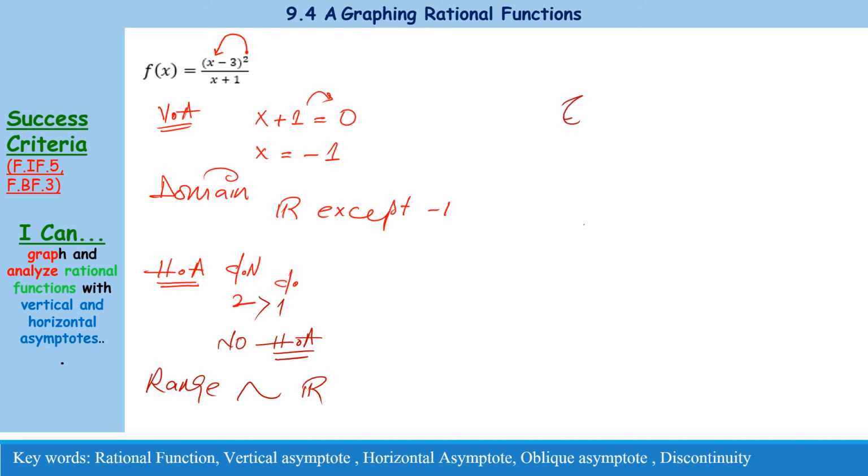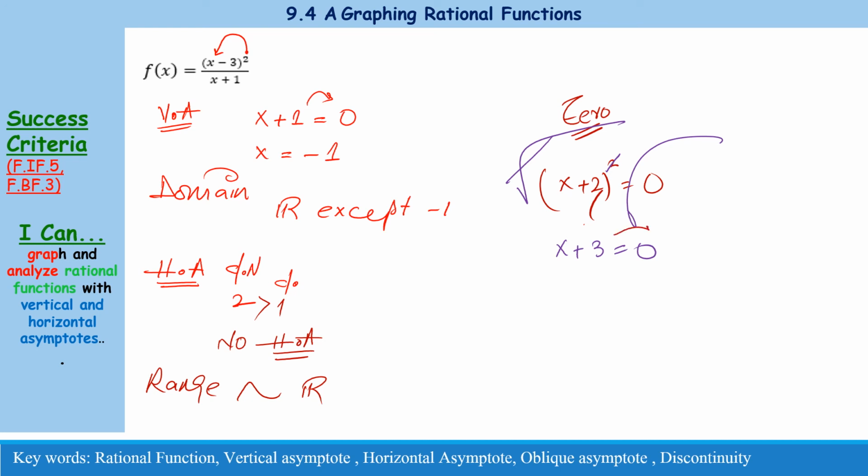Now you have zeros. For zeros, we focus on the numerator and set it equal to 0. Remove the square from both sides by taking the square root. You will get x plus 3 equals 0. Bring the 3 to the other side and you will get x equals negative 3. So this is your zero.